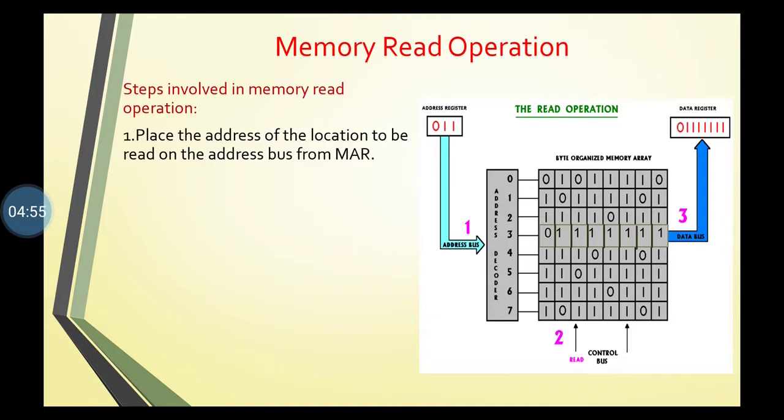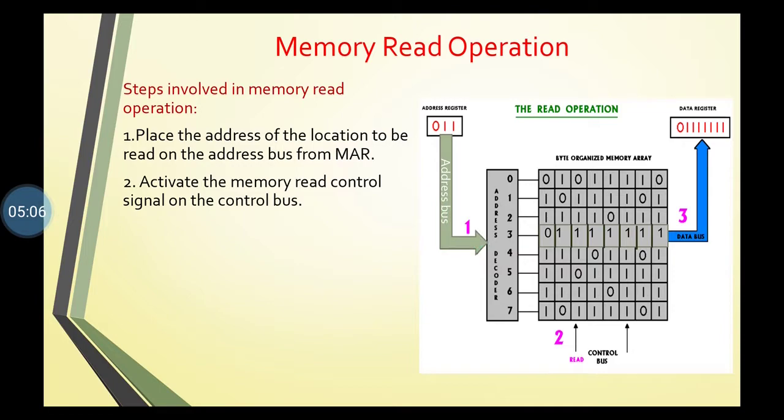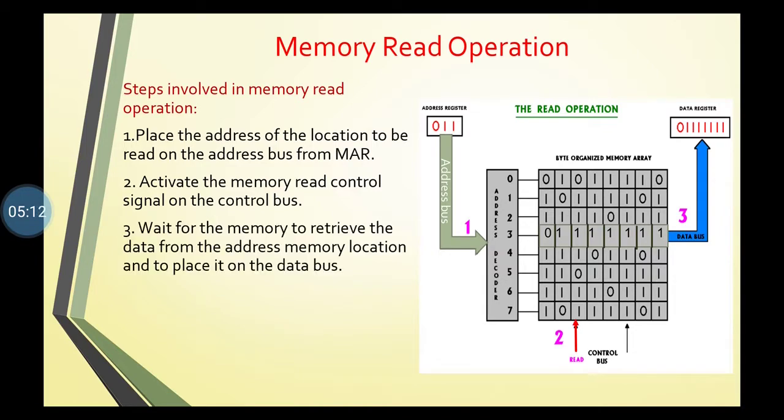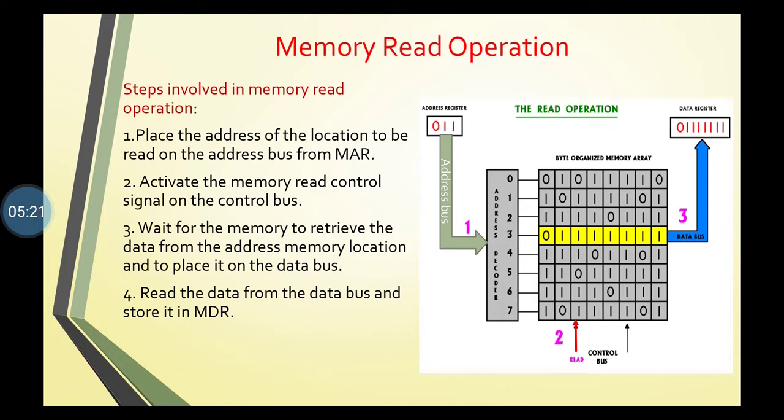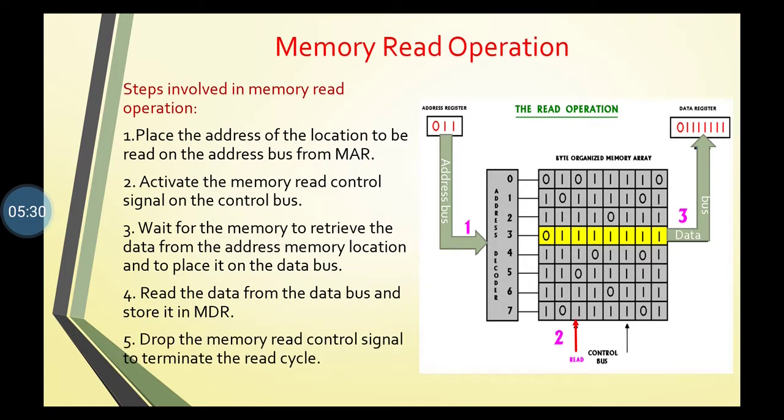First step is placing the address of the location to be retrieved onto the address bus. Second step is activating the memory read control signal on the control bus. Wait for the memory to retrieve the data from the specified memory location and to place it onto the data bus. Read the data from the data bus and store it in the MDR. And final step is dropping the memory read control signal to terminate the read cycle.